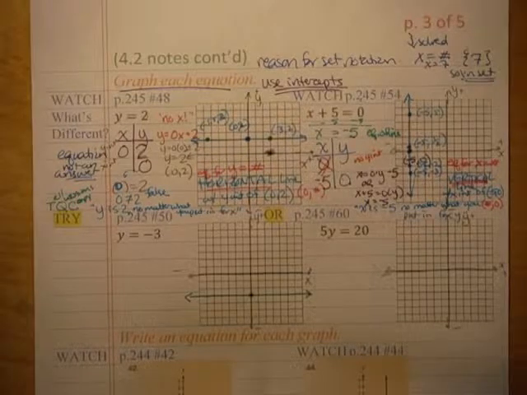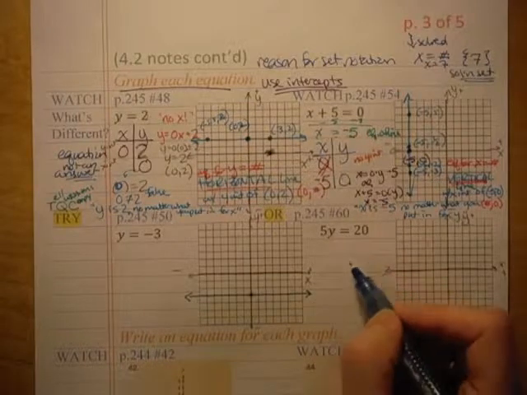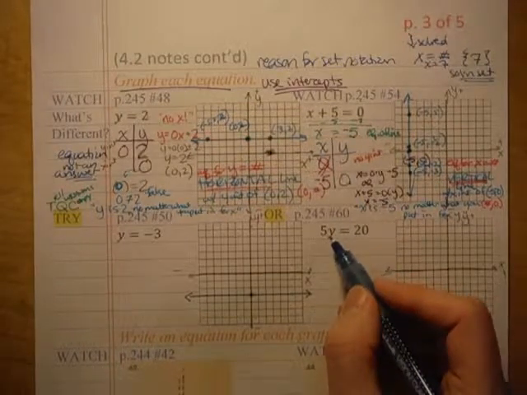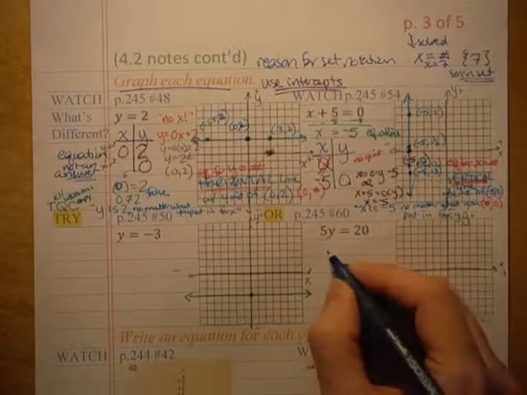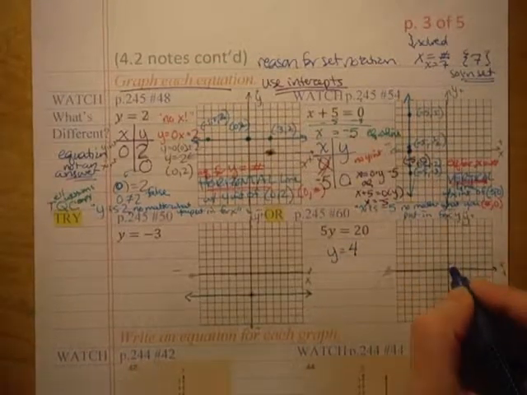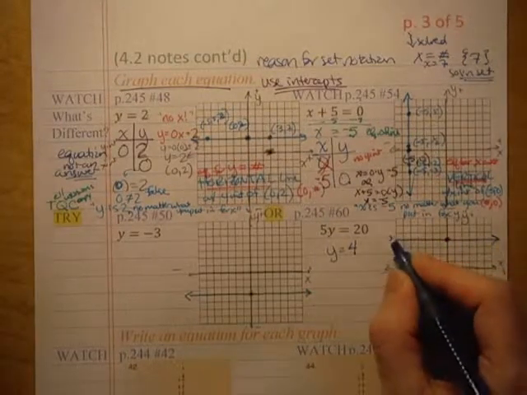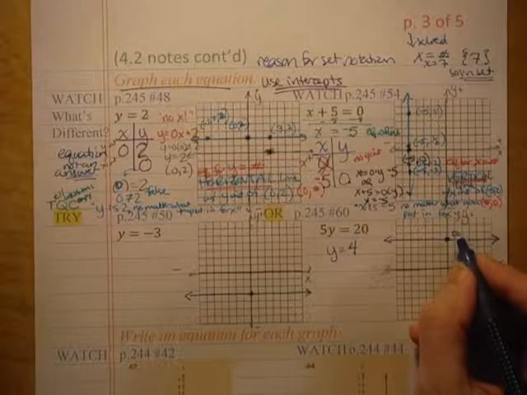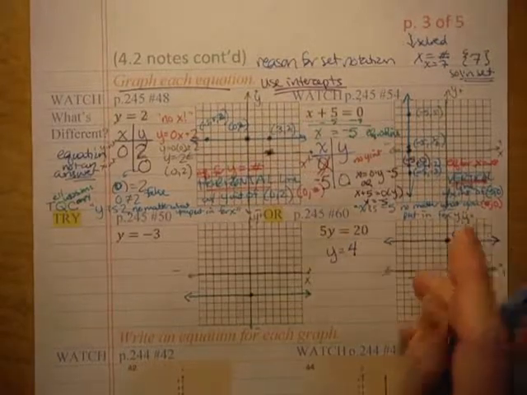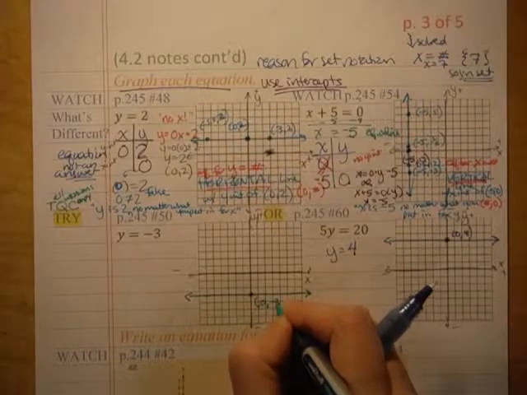Okay, for this next one, 5y is equal to 20. What's different? Well, it's being multiplied by 5. If you were to solve this for y, though, to get the y by itself to really see what this equation looks like, it would be y is equal to 4, meaning that no matter what you put in for x, there is no x, your y value is always going to be 4, so this is going to be a horizontal line crossing at 0, 4. And this one is a horizontal line crossing at 0, -3.